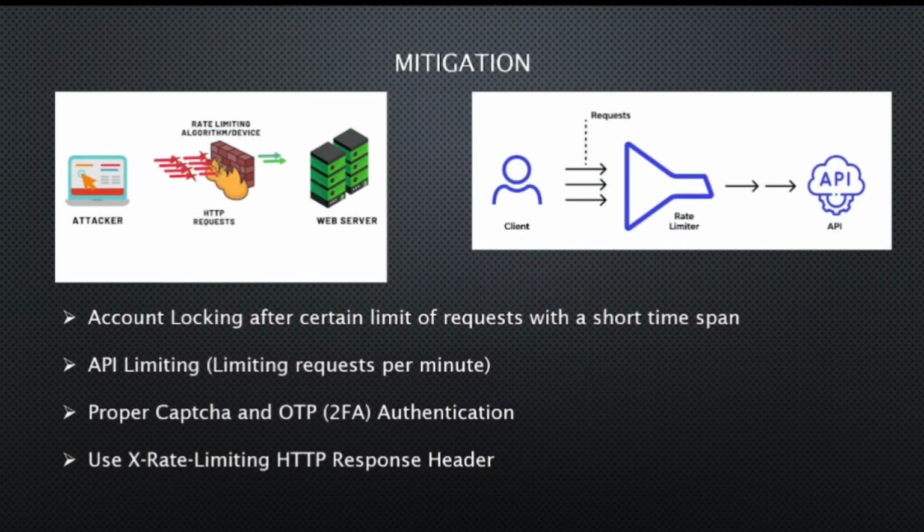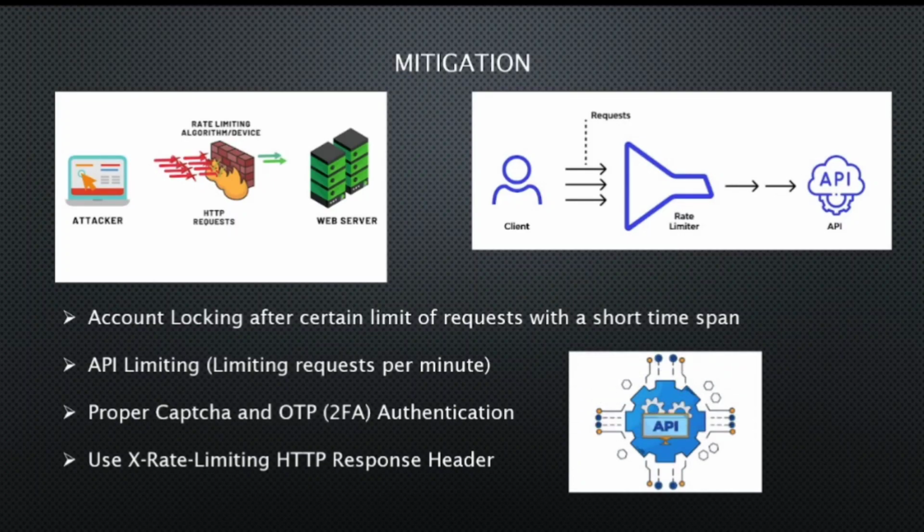Finally, the mitigation process. For mitigation, there are a couple of ways. First, account locking after certain limits of requests within a short time span. Account locking means locking the account based on the IP address or based on some cookie value, and temporarily blocking the user from even attempting to continue to request further. The second one is API limiting requests per minute.